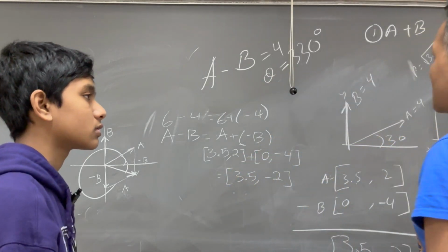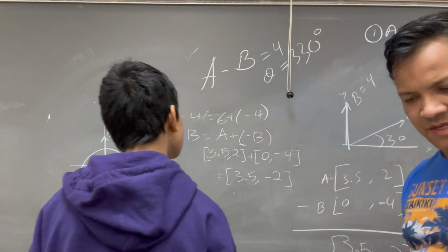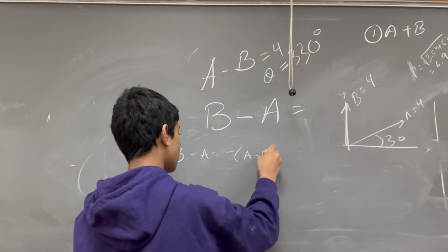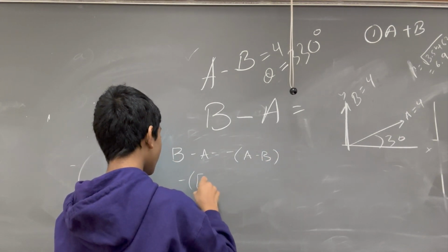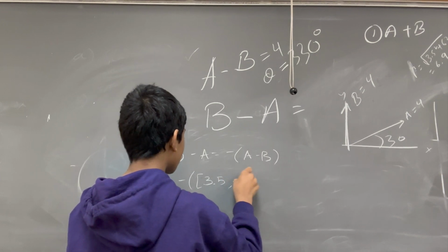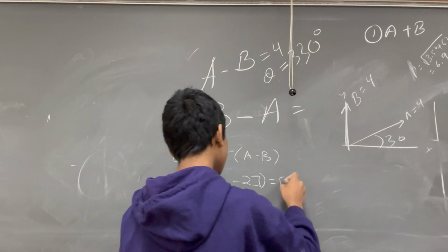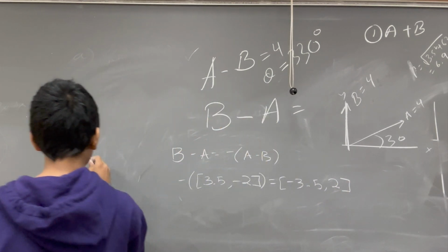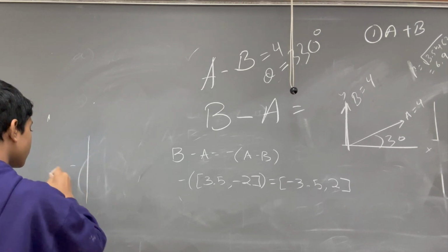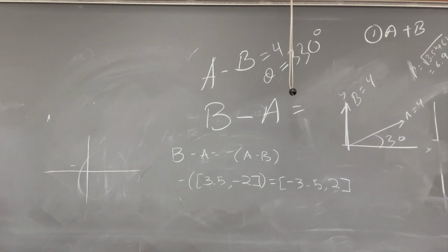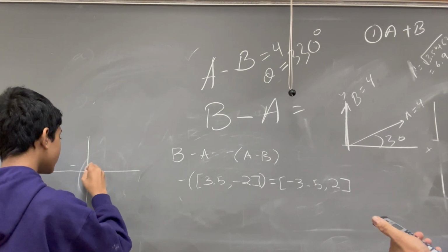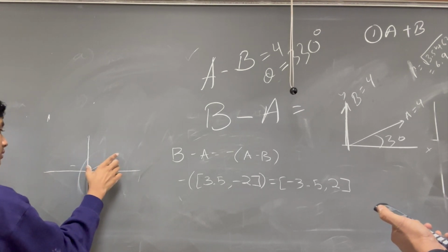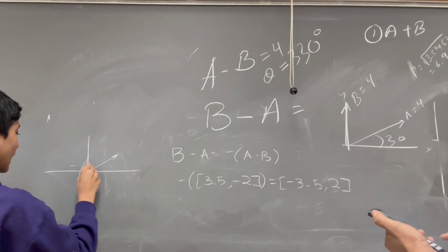All right. So we got a plus b, we got a minus b, b minus a. Minus a is just the negative of a minus b. Which means that in this case, it's the negative of 3.5 comma minus 2, which you'll find is minus 3.5 comma 2. But a more intuitive way to view it is what happens if you switch the sign of the x from negative to positive.